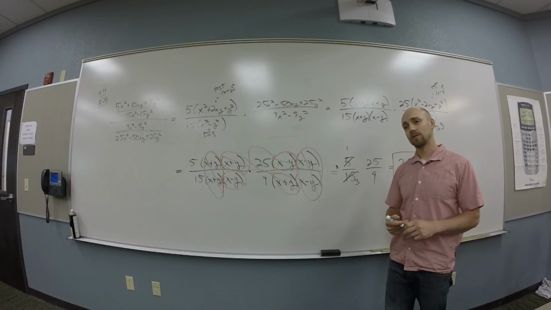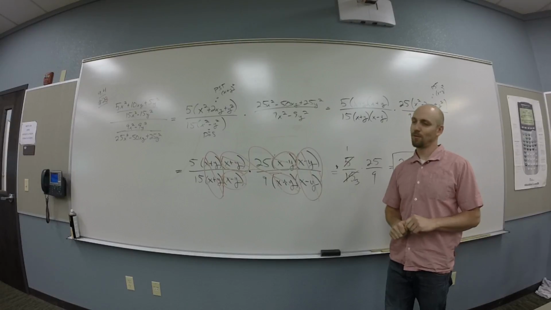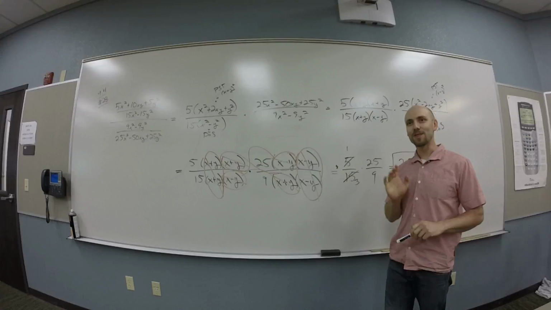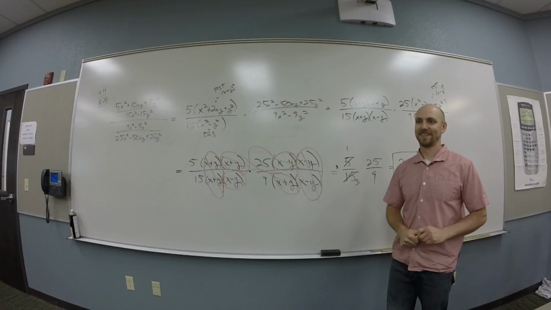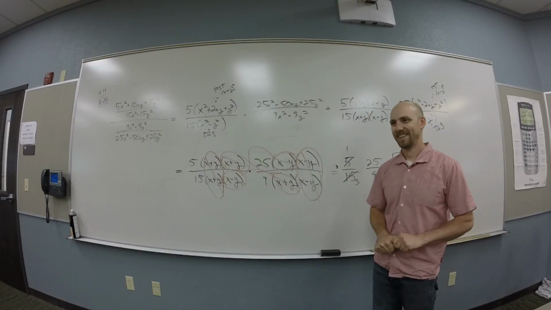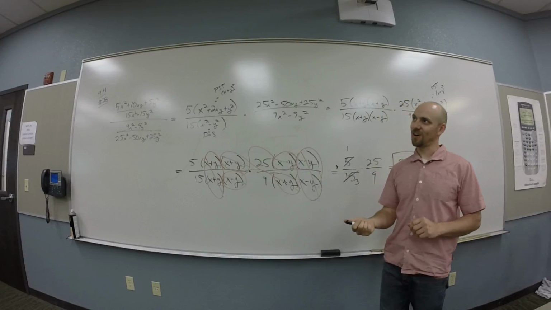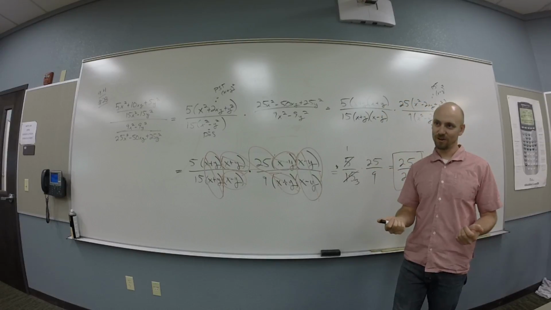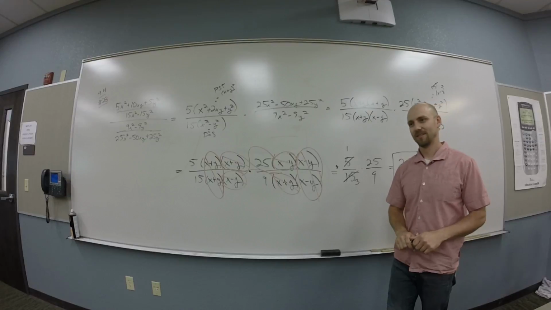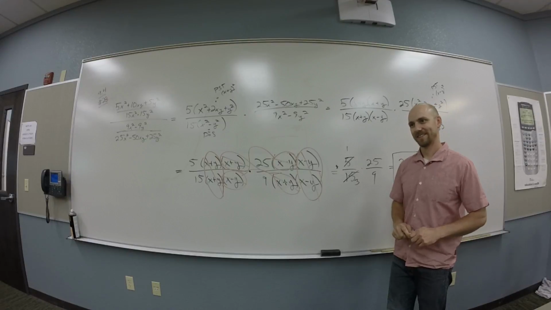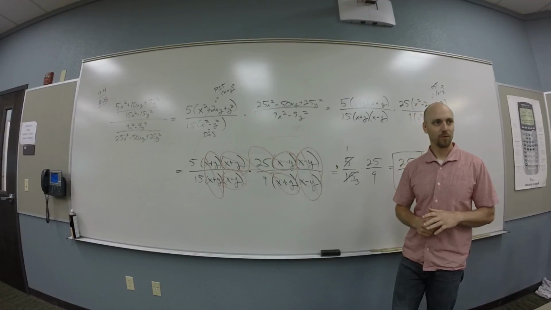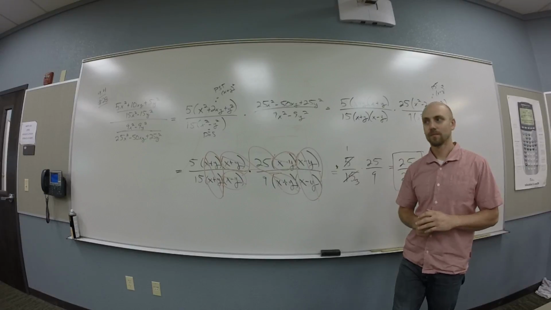0 over 0 is undefined. I don't know what that is. It's not 1. The only thing I know about it is that it's not 1. It should be just 0, or it should be infinity, or it should be 1. I don't know. That's why it's undefined. Cool? Questions, things? Cool.